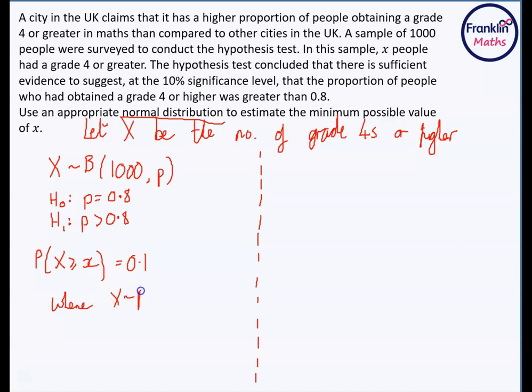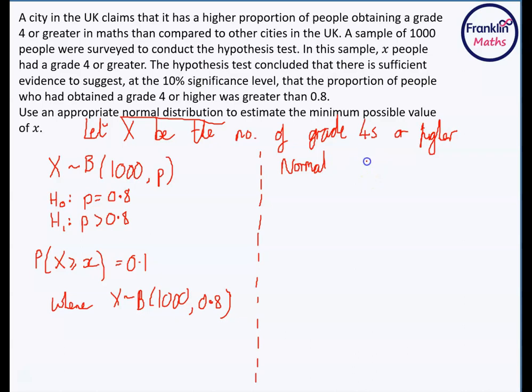Let X be B(1000, 0.8). So it would be great to just do this binomially and just get on with it, but this question has forced us into using the normal distribution. So let's work these out then. Over here on the right hand side, we're going to be using the normal. So let's work some things out.